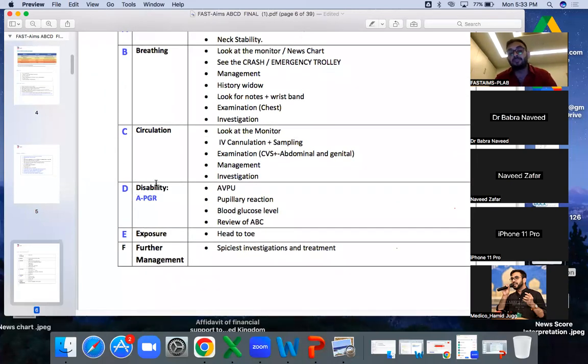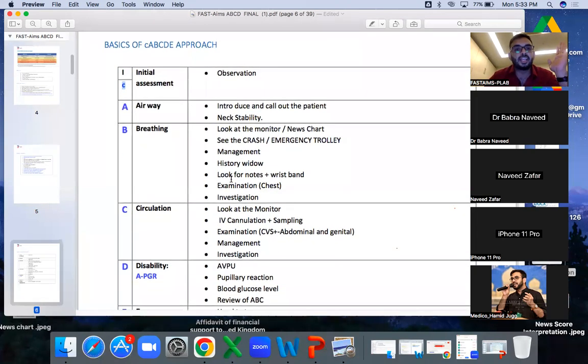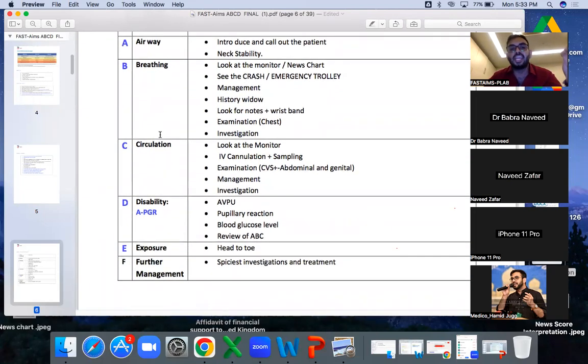Then there is disability. Regarding disability, I have a mnemonic for you, PGR. PGR is very common, postgraduate training. APGR is your mnemonic. You should be familiar with the mnemonic AVPU. Why is it AVPU? It is AVPU or GCS. Why have I not put the GCS over here? Because if the patient's GCS is low, he is not conscious, and we have already dealt with that in the airway approach before breathing. So here, if the patient is alert, it is the AVPU score.